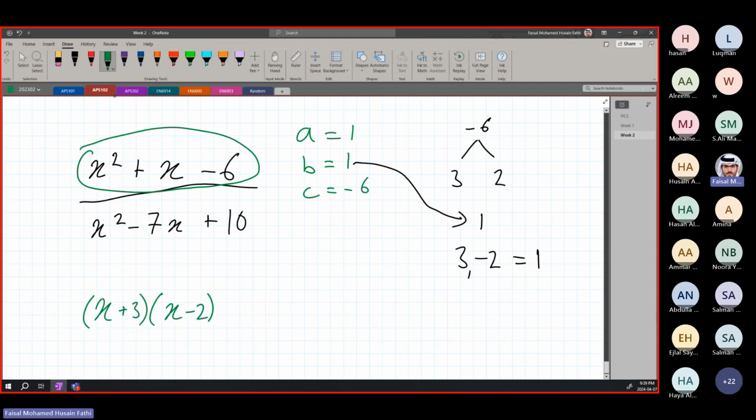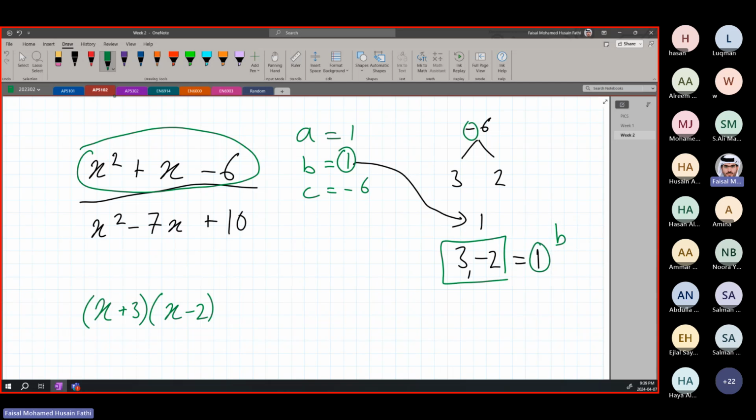Again, I will repeat. These two numbers, 3 times 2, will give you 6. But there's a minus, so one of them is going to be negative. We're not sure yet. How do we check? We know the b value here is 1. So when we add 3 with negative 2, we get our b value. So we know that this is our solution: one is 3 and one is minus 2. So we're going to write x plus 3 and x minus 2. And this is how we factorize the top part.